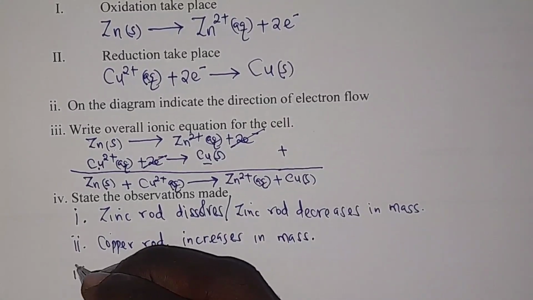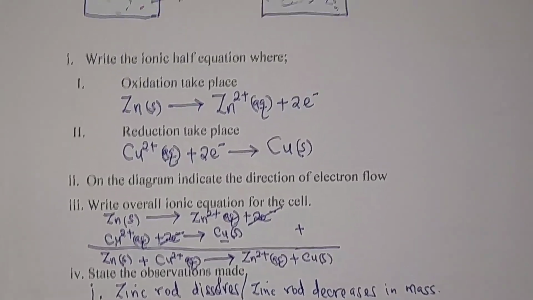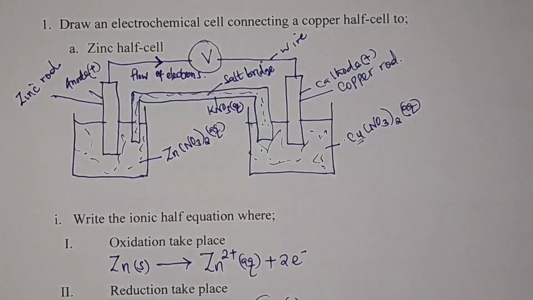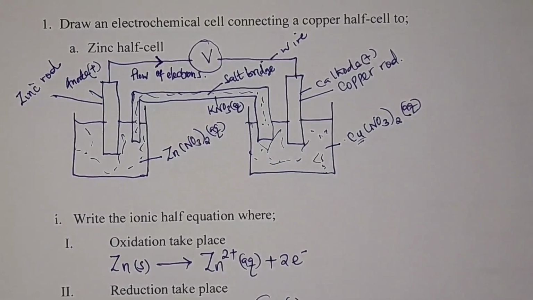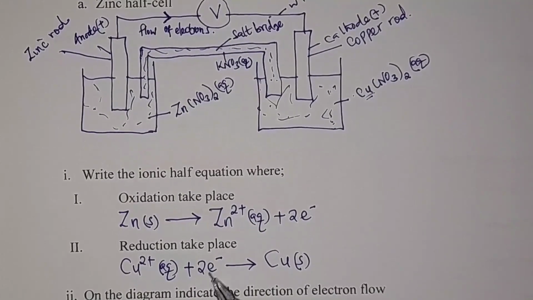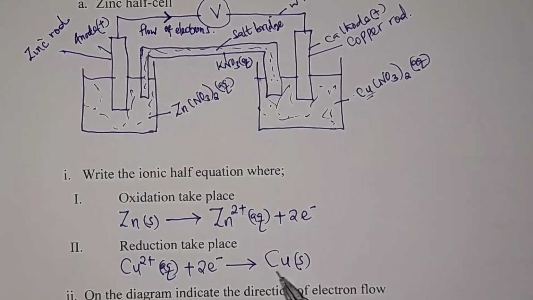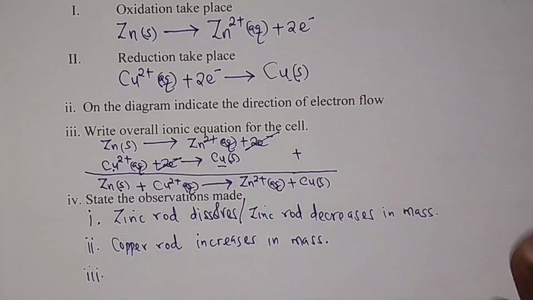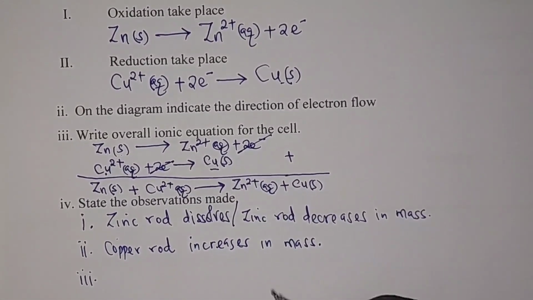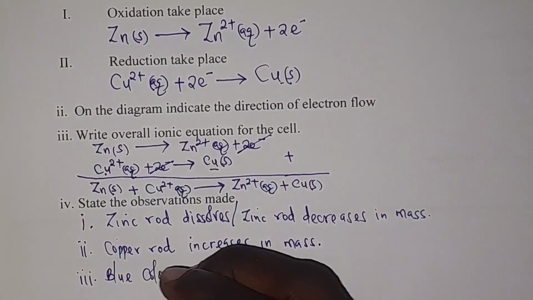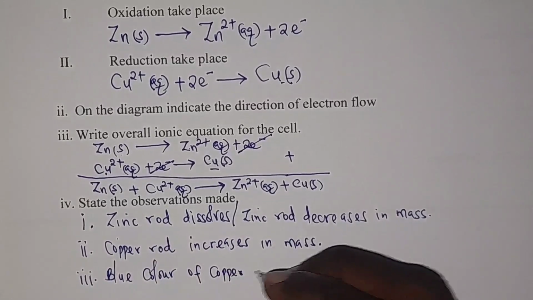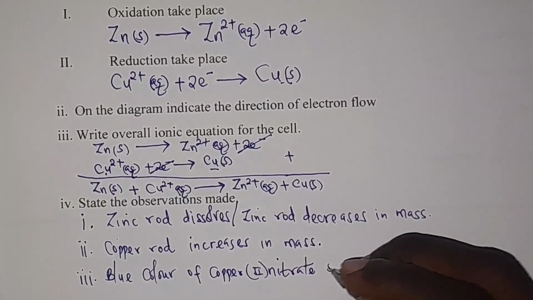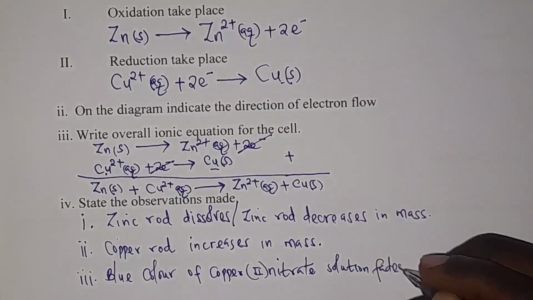Okay, the third observation. We can check here. This half cell, which is on the right hand side, was blue in color due to the high concentration of copper-2 ions. But the copper-2 ions that were having the blue color gain 2 electrons lost from the anode to form neutral copper metal, which is red brown in color. So that means the blue color now fades or disappears. That will be the observation that we are going to see. So we are going to say the blue color of copper-2 nitrate fades. That's what we can say. Fades, or in other words, disappears.